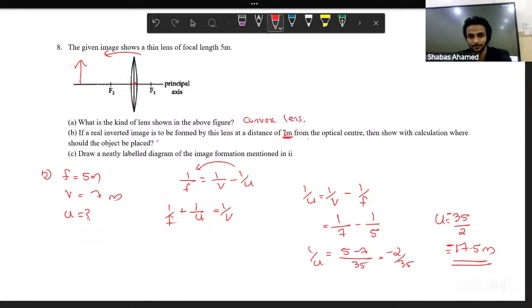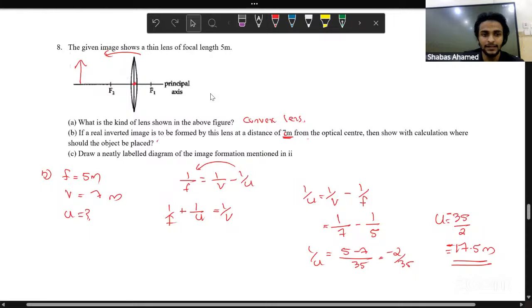Understood, guys? Clear? Hello, understood? In this case, it's a twisting question, as we have to calculate the object distance. So we just rearrange the lens formula for our need. 1 by u will be equal to 1 by v minus 1 by f. Just directly substitute the values here. We got the answer: u equal to minus 17.5 meter.